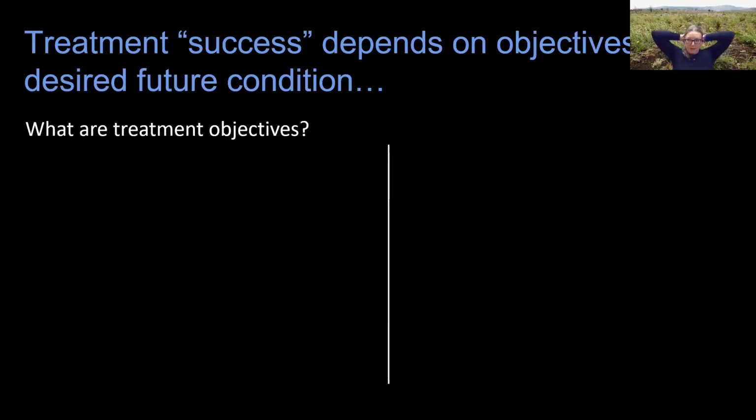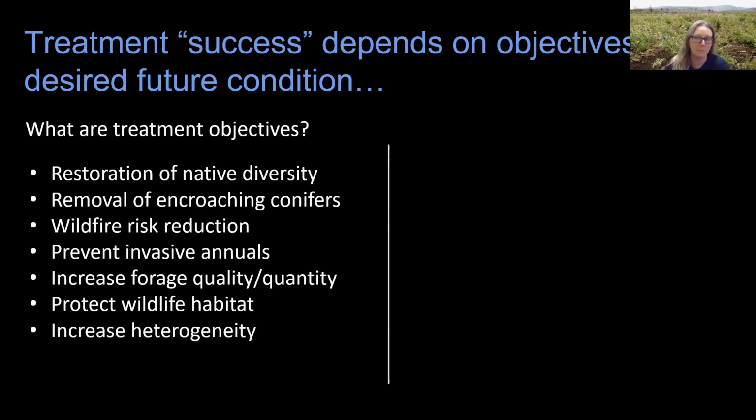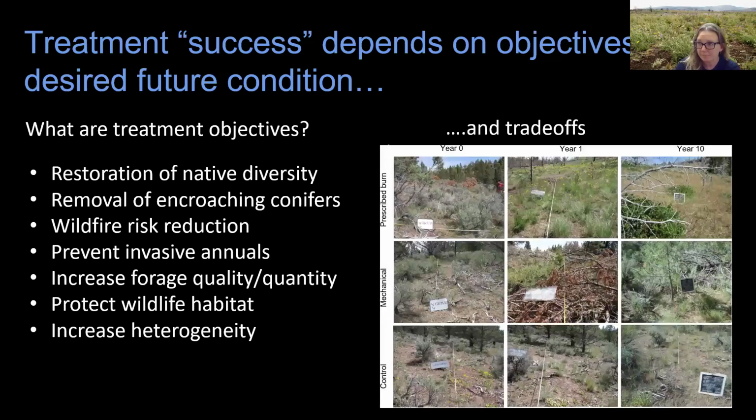And then somebody else brought this up, that success really depends on what you're going for. What were your treatment objectives? Are you trying to restore native diversity? Are you trying to remove encroaching conifers? Is the goal wildfire risk reduction? Is the goal to prevent invasive annuals? Are we trying to increase forage quality or quantity, to protect wildlife habitat, to increase heterogeneity? And then we have to consider that sometimes there's trade-offs. When we're managing for one of these things, we might be giving up something else.